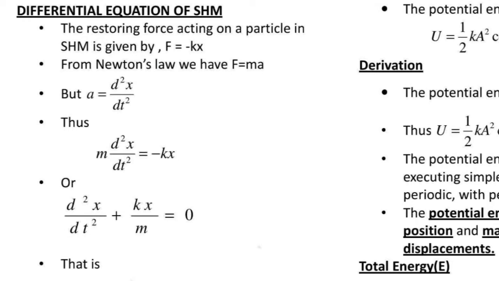Now we have the differential equation of SHM. We need this equation next year also. So how do we get that differential equation? Let's discuss. We know the restoring force acting on an object in SHM is given by F equal to minus kx, and by Newton's law we have F equal to ma, where a is the acceleration, that is dv by dt, the same as d square x by dt square.